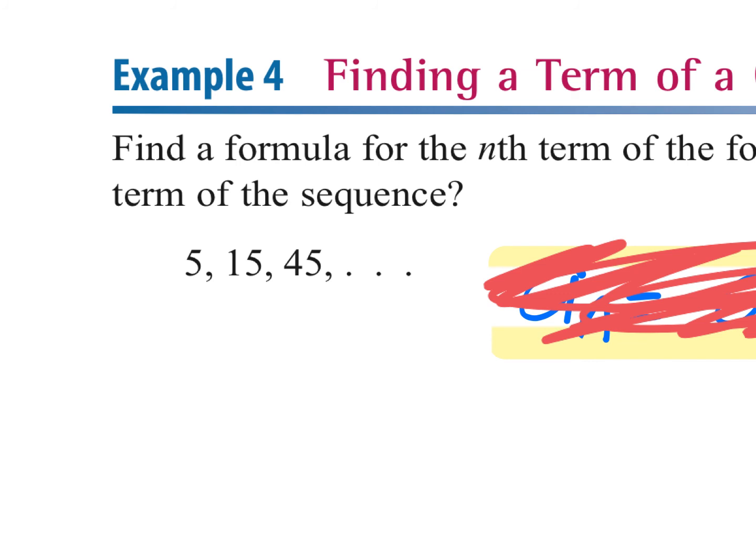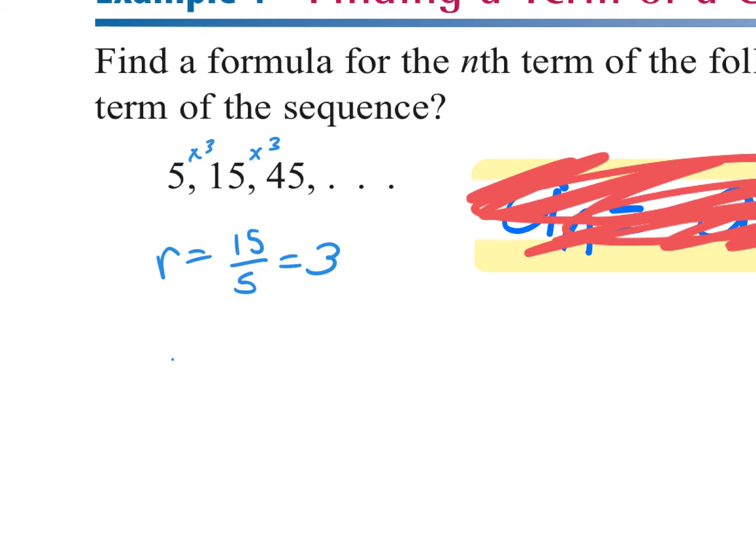So you have to go, okay, how'd I get from 5 to 15? Well, I added 10. How'd I get from 15 to 45? Well, I added 20. Is this arithmetic? No. So then we'll go, okay, well then let's figure this out. Again, you could do this 2 ways. You could say, how did I get from 5 to 15? I multiplied by 3. How did I get from 15 to 45? I multiplied by 3, correct? Another way you could do it is r equals, take one term and divide it by the one in front of it. So 15 divided by 5 equals 3. 45 divided by 15 equals 3. So you have the information you need.